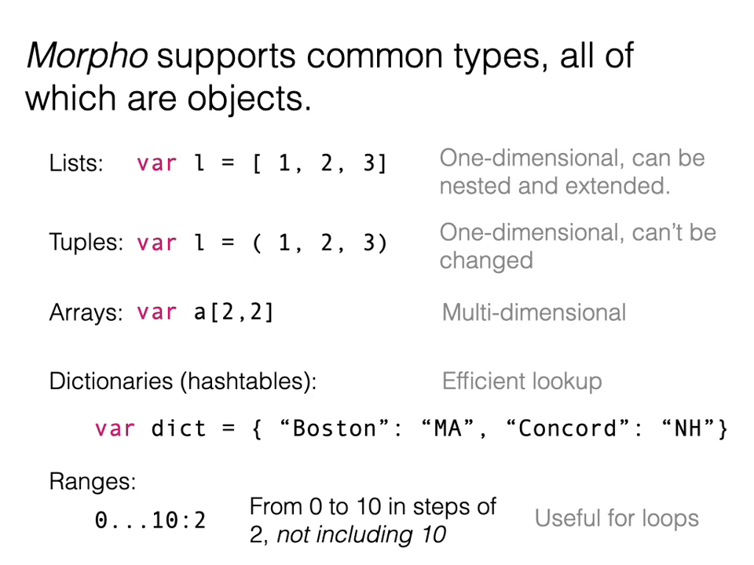Another category of collection is called a dictionary, or sometimes called a hash table. This is a map from keys to values and provides efficient lookup for the contents. The final kind, which is really useful when writing loops, are ranges that are sequences of numbers from start to finish with an optional increment. Here we're going from 0 to 10 in steps of 2. With the triple dot notation, that means we're not including the upper bound.